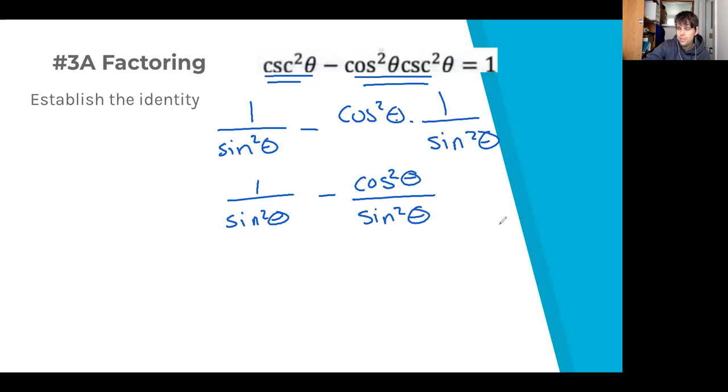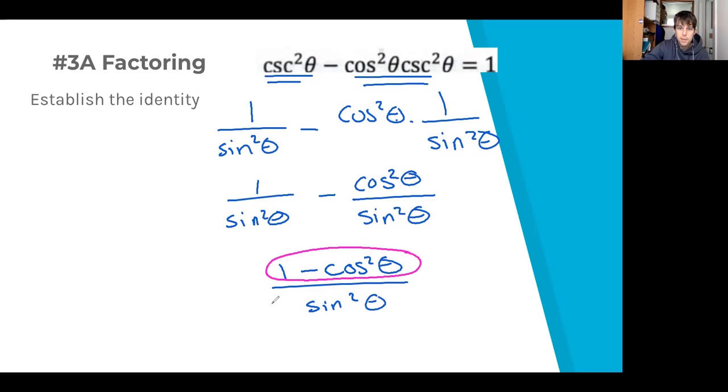So we're already 2 steps in. We haven't quite gotten there yet, but we're close. These actually already have a common denominator, which is nice. So we can put those together. We end up with 1 minus cosine squared over sine squared. And here's the point where we do need to notice that Pythagorean identity again. So 1 minus cosine squared, we can replace that with sine squared. So we end up with sine squared theta over sine squared theta. And those divide and equal 1.